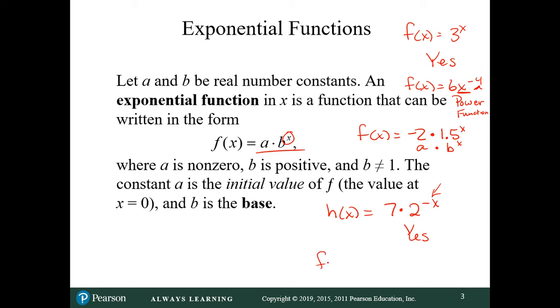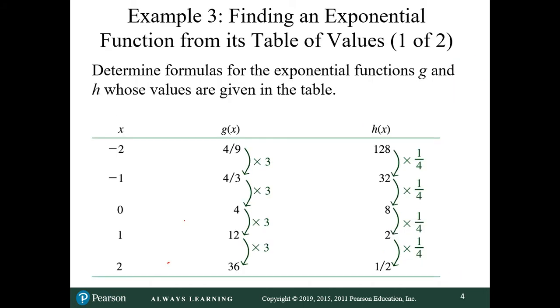What about this one? F of x equals 5 times 6 to the pi. Is that an exponential function? No, because that would be called a constant function. Because it will not change. It doesn't change at all. It's a constant number. 5 times 6 to the pi power is just a number. And that is it.